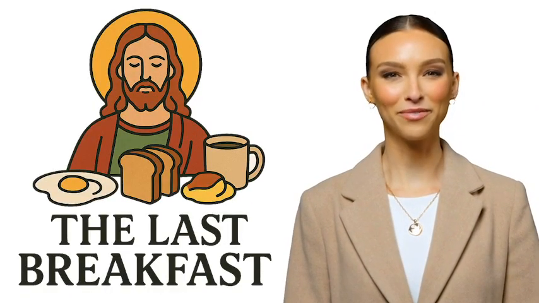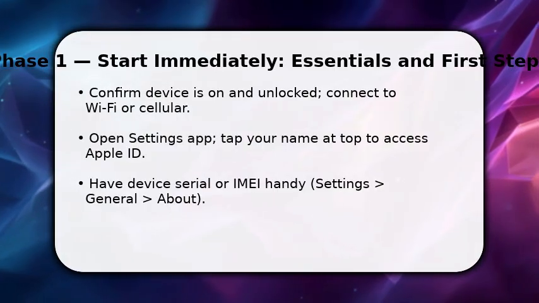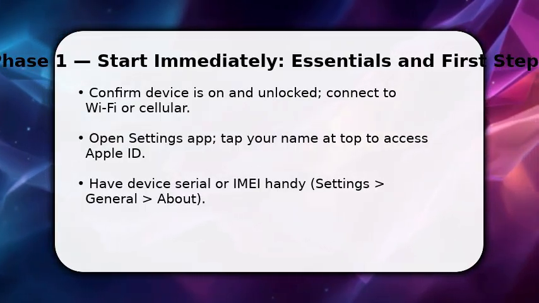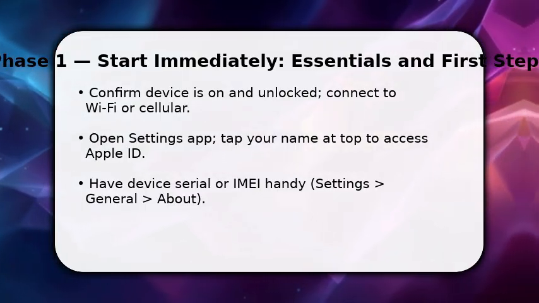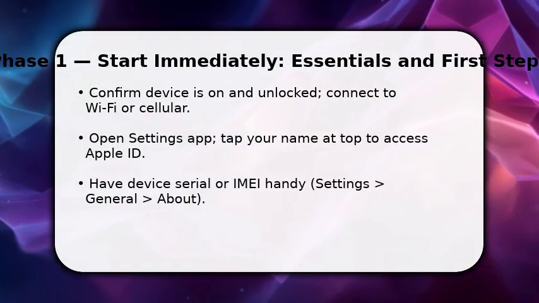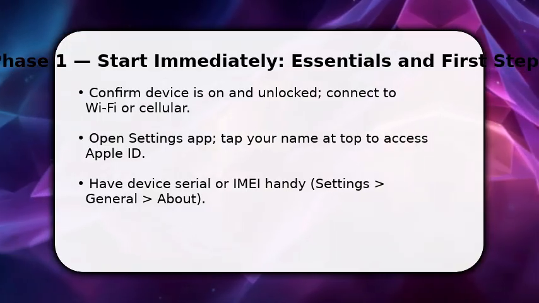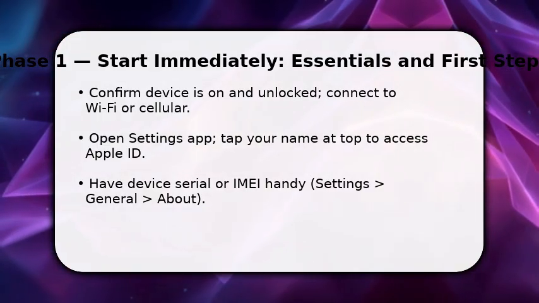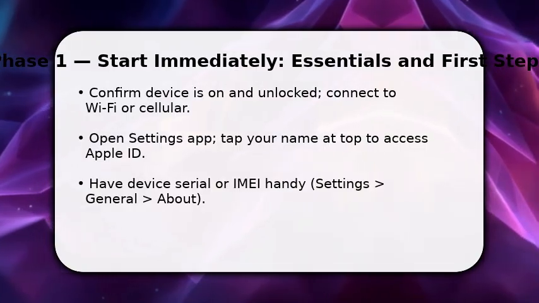Please enjoy the video. You start by ensuring the iPhone is unlocked and online, because Settings needs a current Apple ID session. Once done, open Settings and tap your name at the top to reach Apple ID details. This is important since AppleCare status ties to the device and your account.